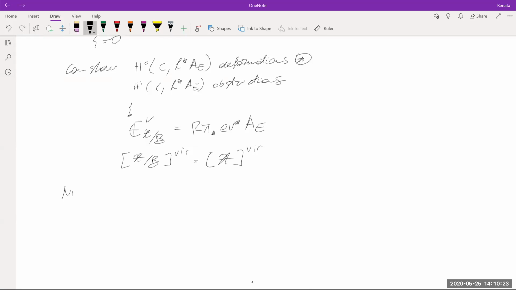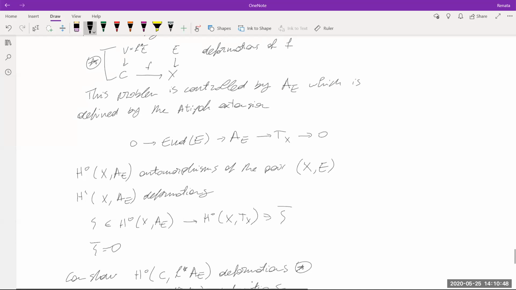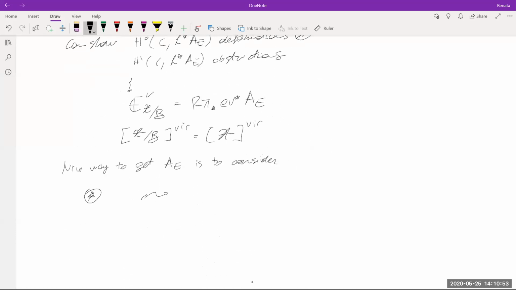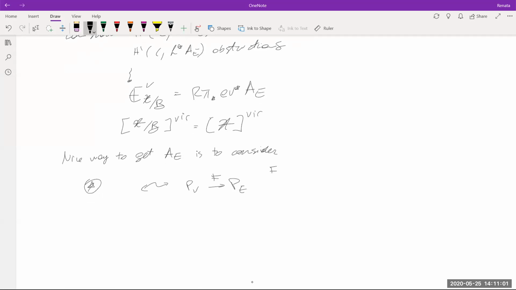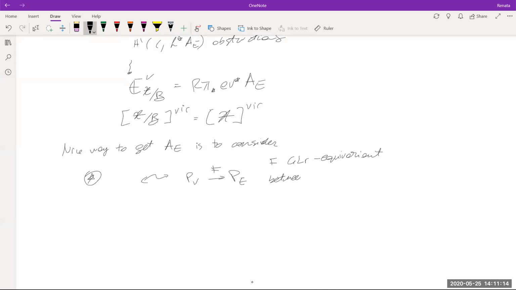something nice about this, a nice way to get this Atiyah bundle explicitly is to consider the fact that this problem of giving a map from C to X that pulls back the bundle E to V is the same as the problem of giving a map F, which is G-equivariant, between the frame bundles of V and E, or the associated G-torsors.